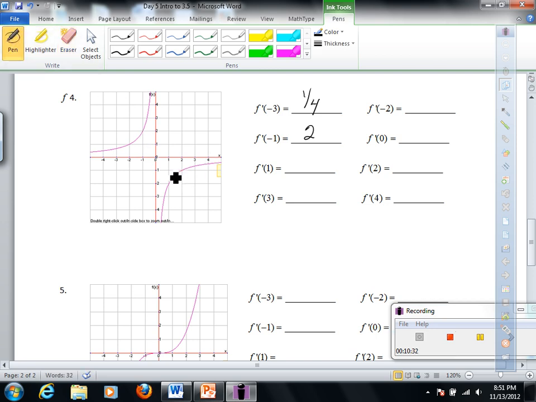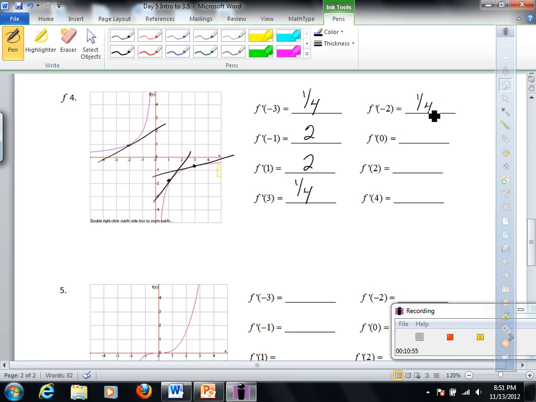At 1, I also estimated it to be 2. Notice at 3, though, it's not nearly as steep. I got a less steep tangent line, so I called that 1/4. The real answer is 2/9, but you wouldn't know that unless you knew the equation. At -2, I estimated that to be about 1/2, 1/4.